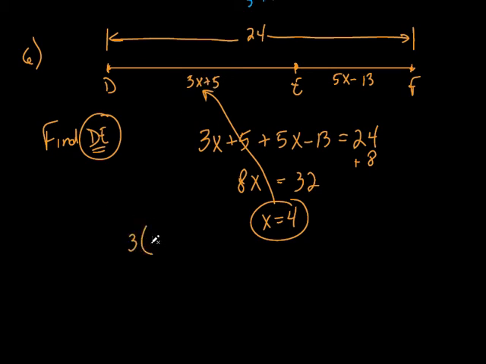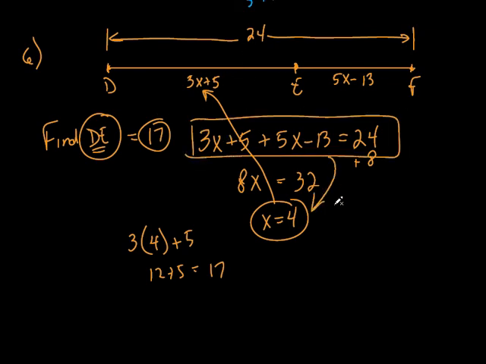So it's 3 times x, 3 times 4, plus 5. That's 12 plus 5 is 17. So DE is equal to 17. And that's your answer. So you had to do a couple steps here. About 3 steps, didn't you? You had to set it up first, then you had to solve for x, and then you had to plug it in. So that's basically 3 steps right there.